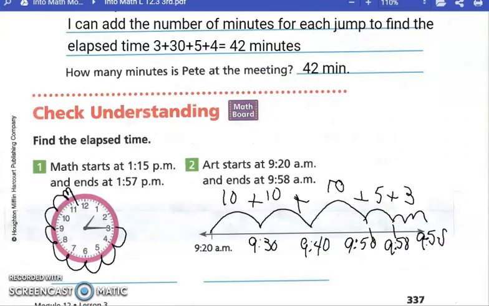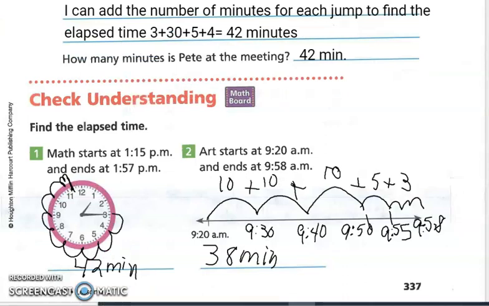Okay, so on number 1 on check your understanding, I had them go ahead and mark the 57 and then count around by 5s until you got to the 11. On the second one, they had you use the number line. So we added 10 minutes each time until we got where we needed. So number 2 is 38 minutes. Number 1 was 42 minutes. Here, this is for spiral on the back.